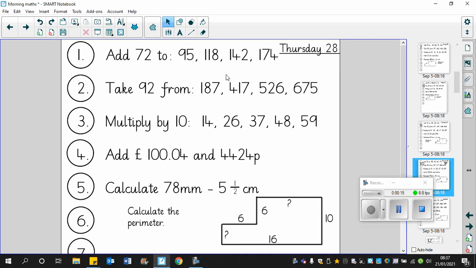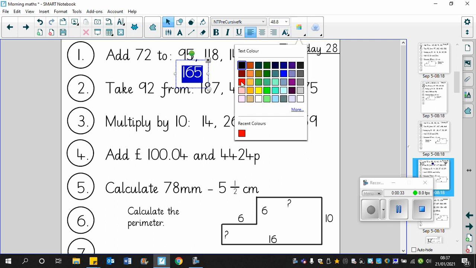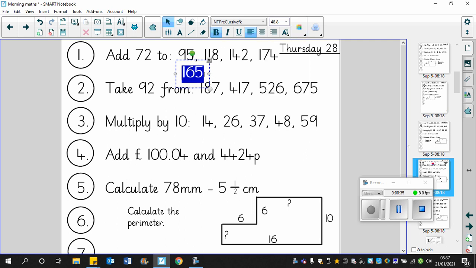Let's start typing away. Here we go. So, 95 add 72. If we add 70 to that, we're going to get 165, yeah? I'm going to put that in red because it will show up, and I'm going to make it bold because it will show up better there. There we go, look at that. So it's 165, but we have to add another 2, so 165 add 2 is 167. There we go. Okay, we're up and running now.